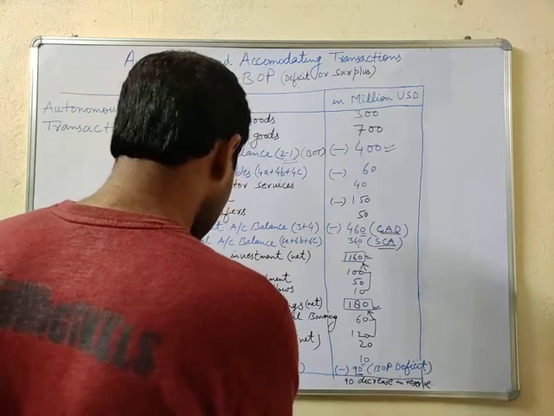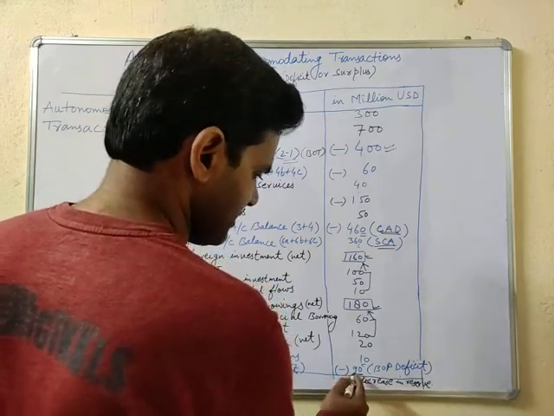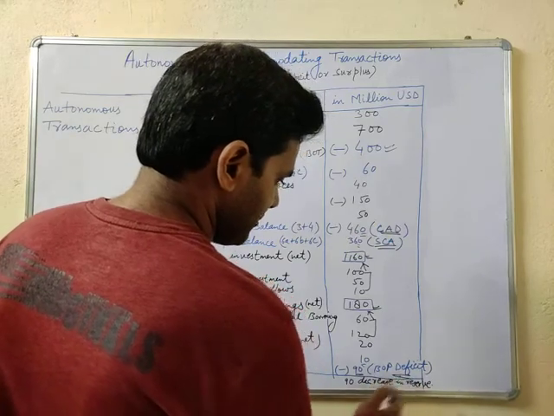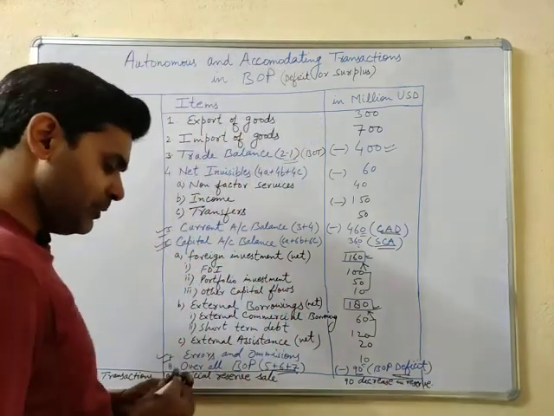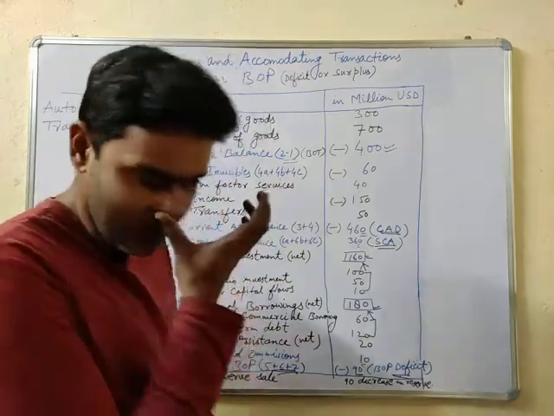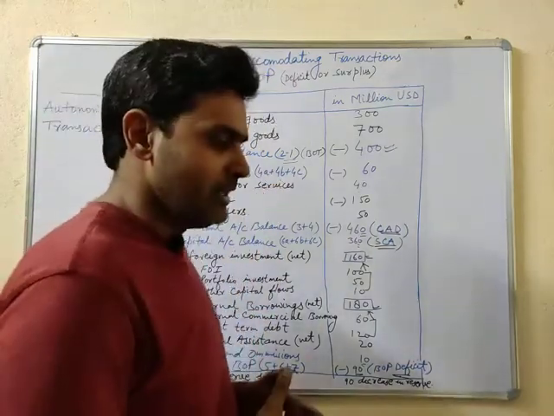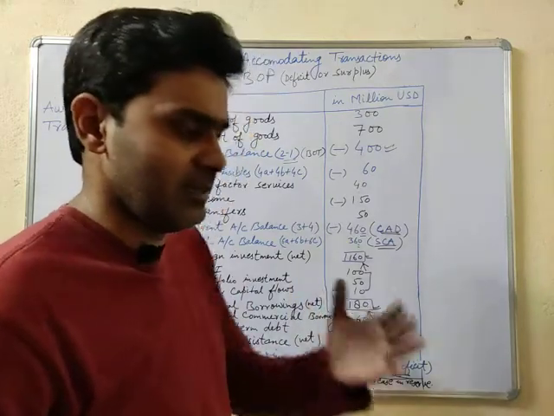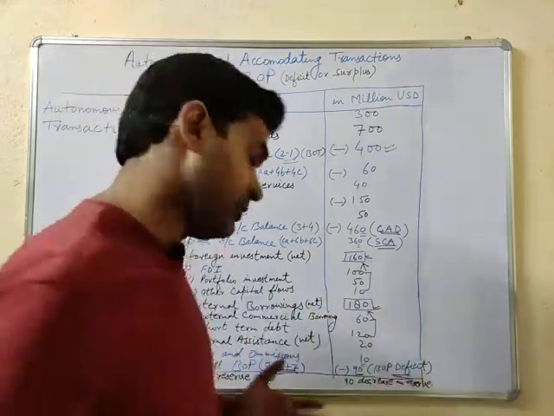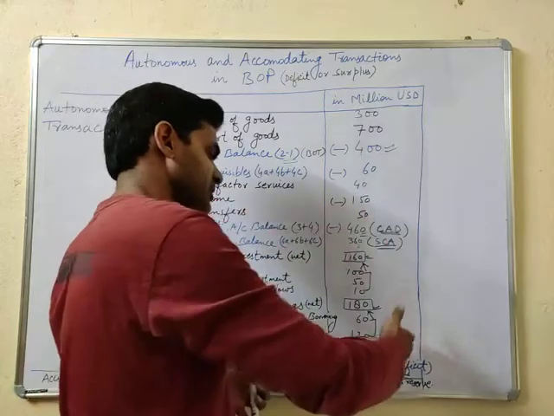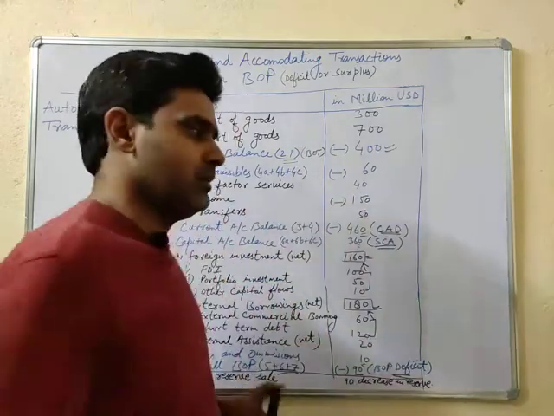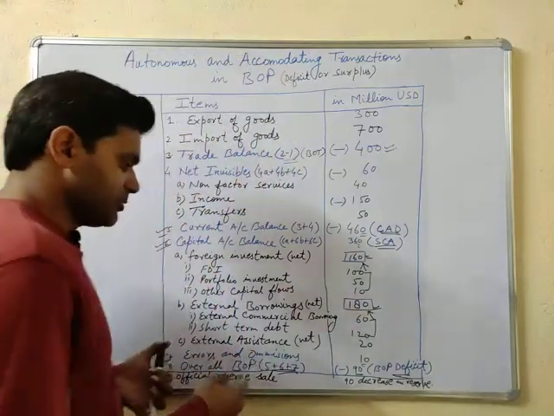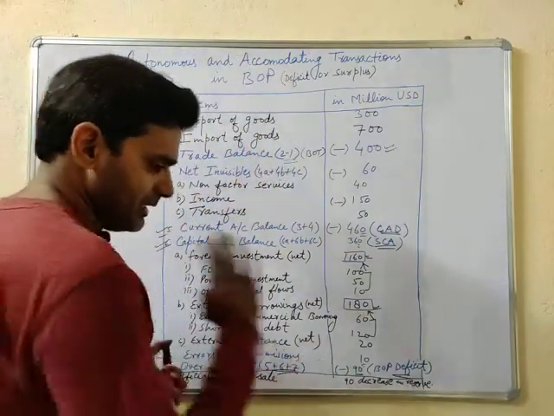That is why I have written here overall balance of payment is minus 90. What does it mean? It indicates that BOP is in deficit. When will BOP be in deficit? When the inflow of foreign exchange is less than the outflow of foreign exchange, and this is the situation in this hypothetical economy's balance of payments account, which shows the BOP deficit over here.